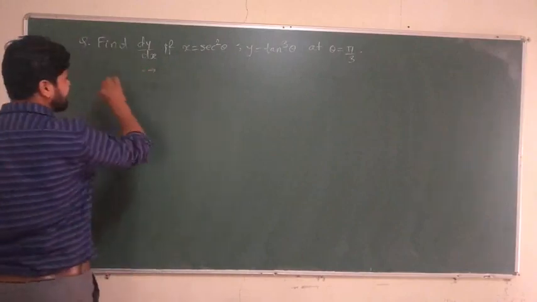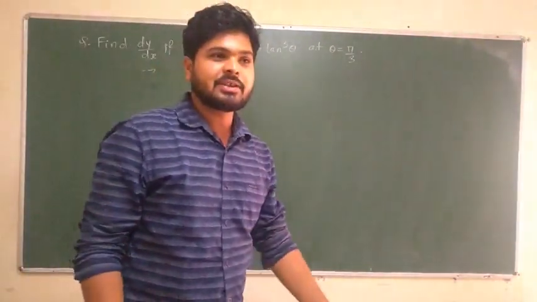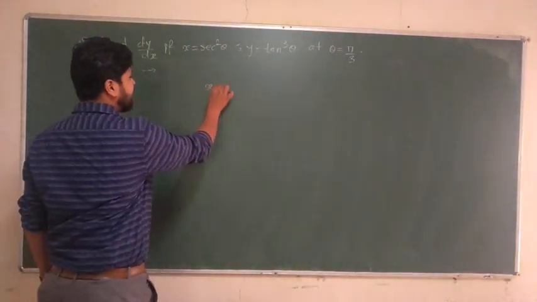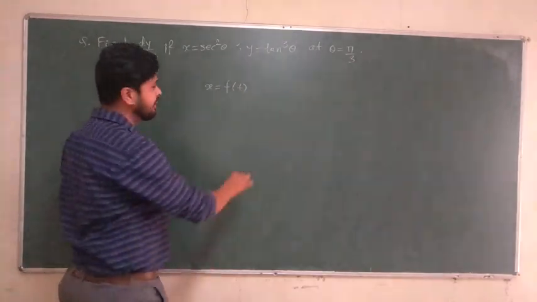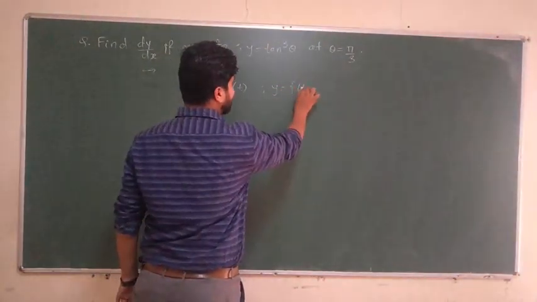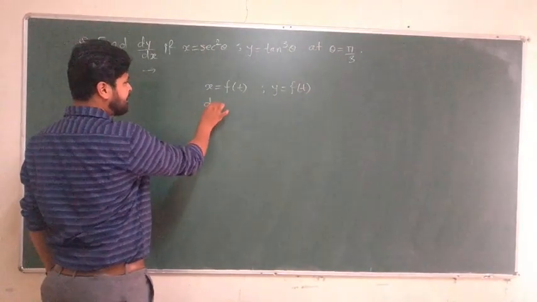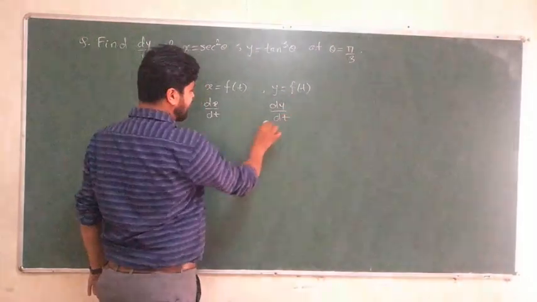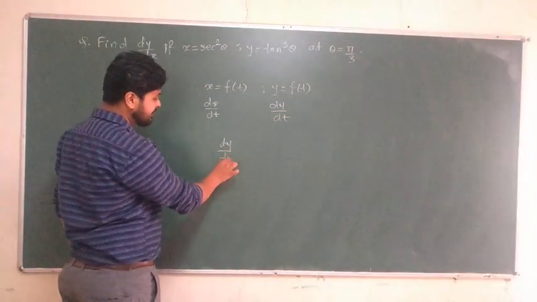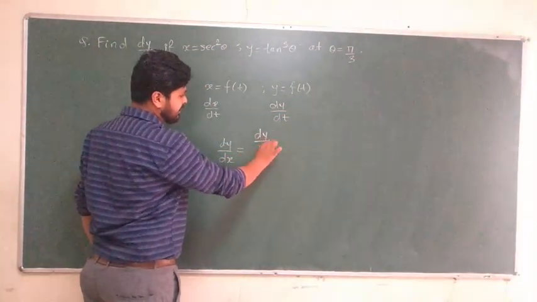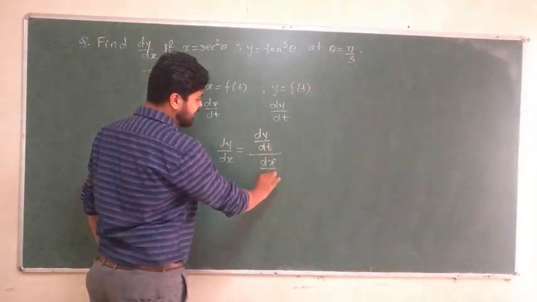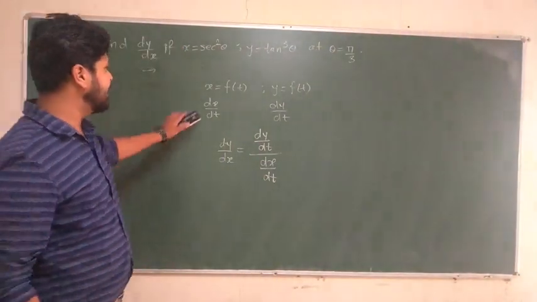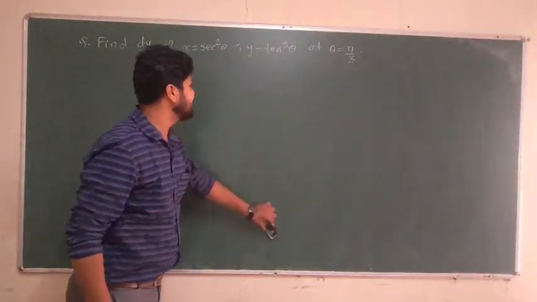So let us solve this. As I already mentioned, in parametric function, how do we find the derivative? X is some function of parameter t, y is some function of parameter t, where this t is a parameter. Then first we find dx by dt separately, dy by dt separately, and then we find dy by dx by using this formula, dy by dt upon dx by dt. So this is the rule for how to find the derivative of a parametric function. So let us solve the example.